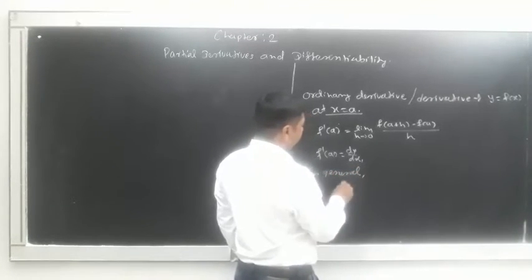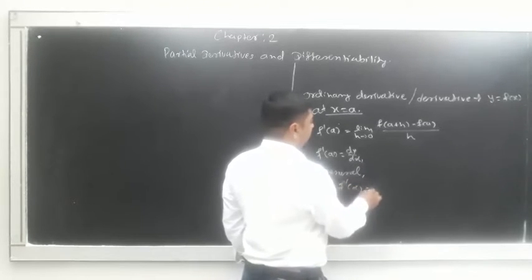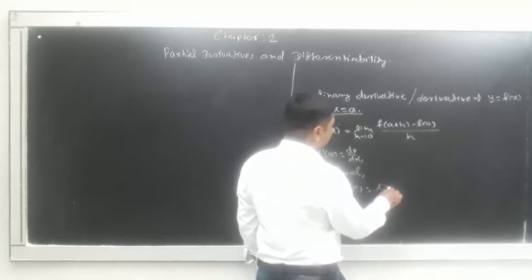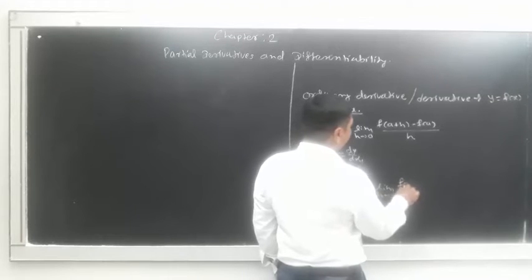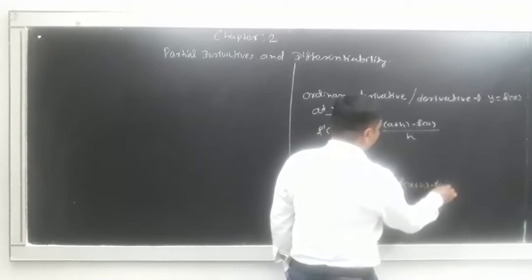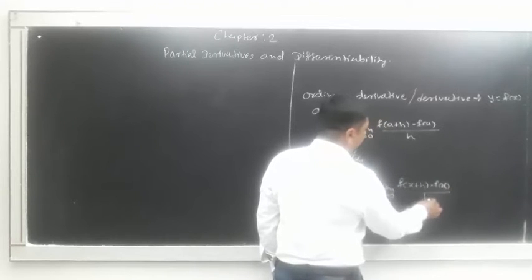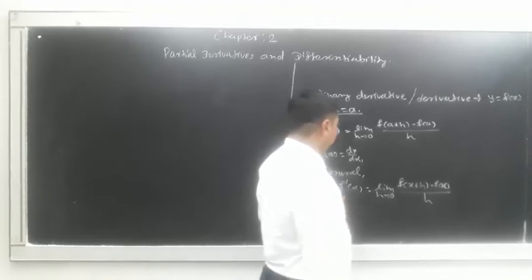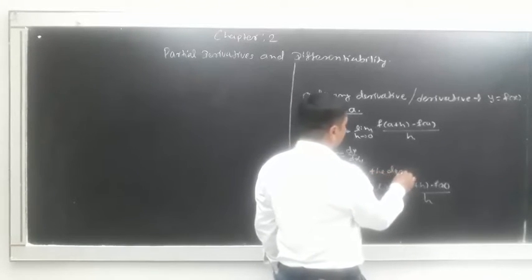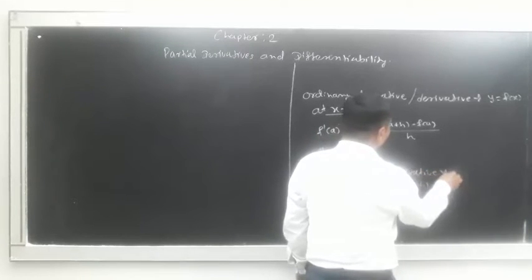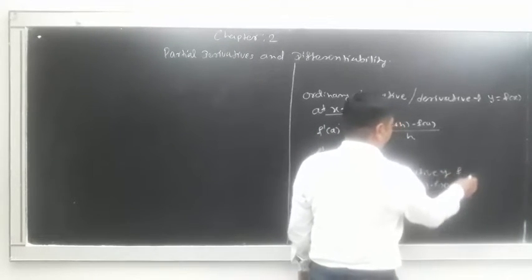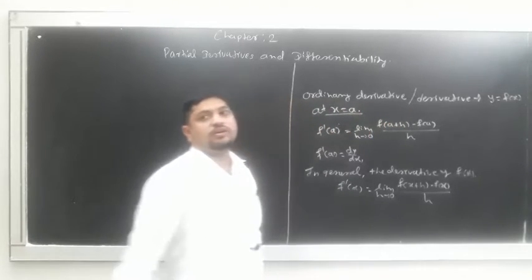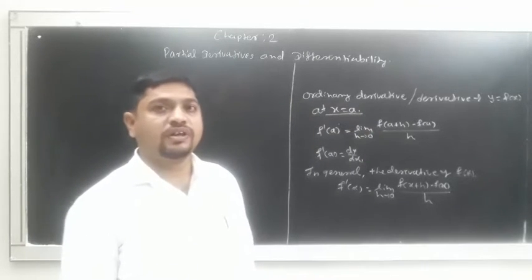Or in general, what we can write as the definition? f dash of x is equal to limit h tends to 0 of f of x plus h minus f of x upon h. This is the derivative of f of x, or y is equal to f of x.